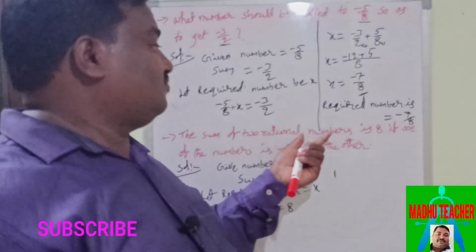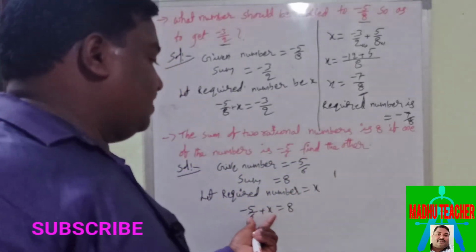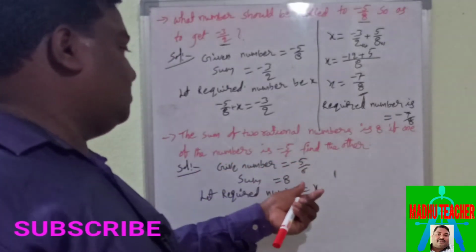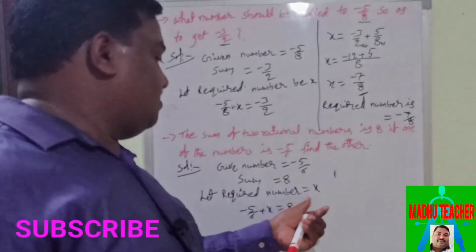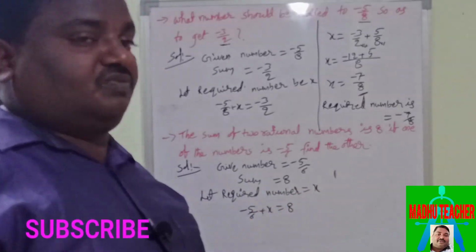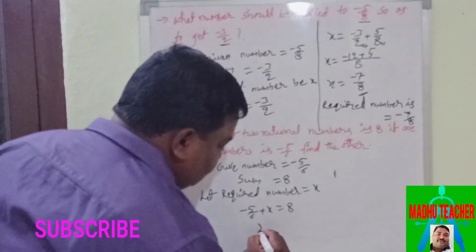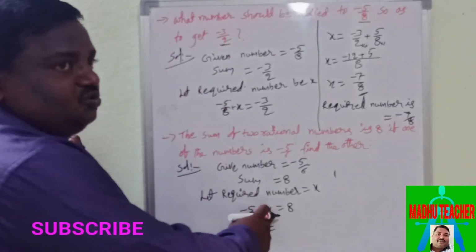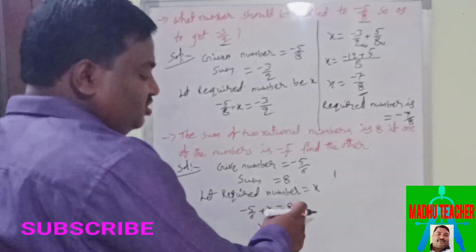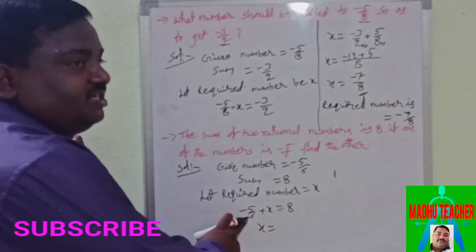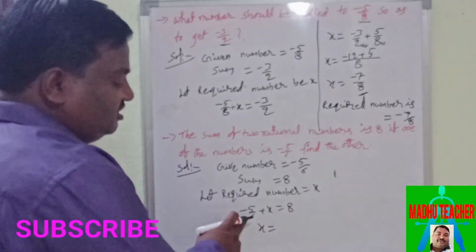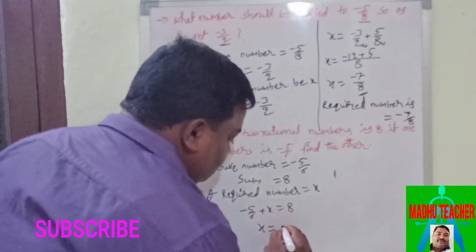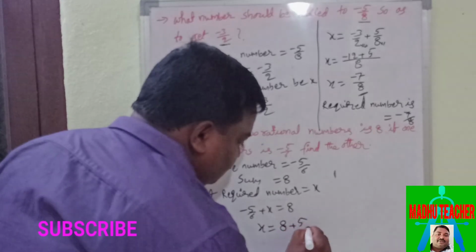The sum of two rational numbers, by adding these two rational numbers you will get 8. One of the numbers is minus 5 by 6, another number be x. By adding these two we will get 8. So x equal to, here minus 5 by 6 is adding to x. So by transposing to right side you have to write additive inverse because this minus 5 by 6 is adding to x. Okay, that's why plus 5 by 6.